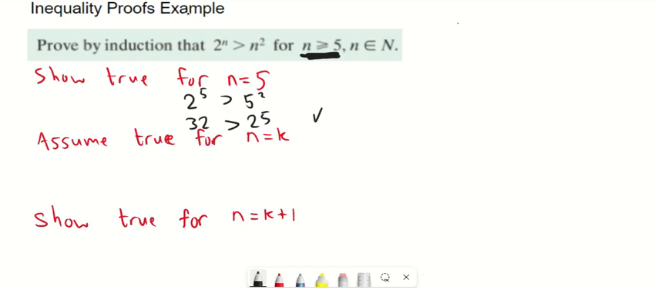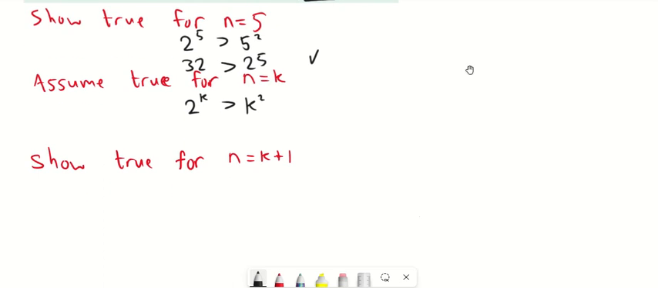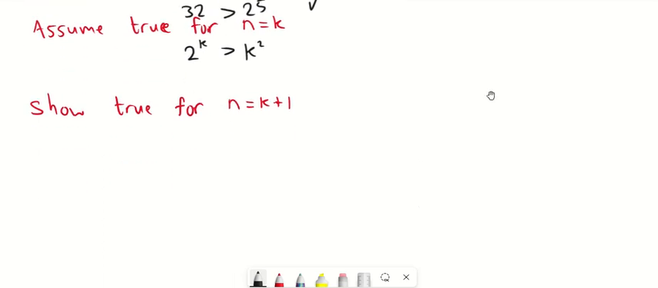Now we're going to assume true for n equals k. So if I put a k in instead of the n, 2 to the power of k is greater than k squared. We're just going to leave that, and we're just going to assume that that is true for the next part. So if I put a k plus 1 in instead of n, then I get 2 to the power of k plus 1 is greater than k plus 1 all squared.